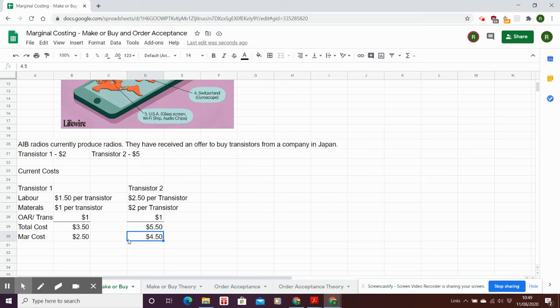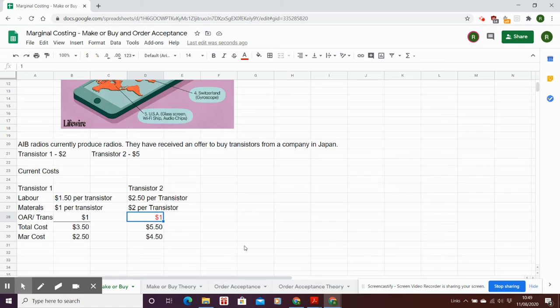With transistor 2, the marginal costs of production are only $4.50, and yet it will cost $5 to buy in. The reason why it becomes more expensive to make is because there is overhead that is allocated to that product. And that's something then that the business needs to think carefully about, because there are three possible scenarios really.